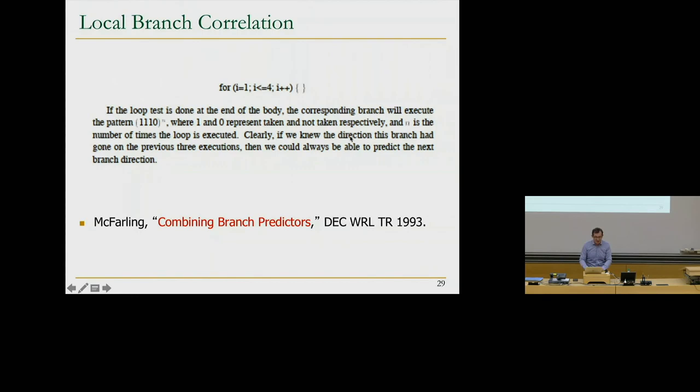Clearly, if we knew the direction this branch had gone on the previous 3 executions, then we could always be able to predict the next branch direction. Right? That's true, because it always repeats the same pattern. 1, 1, 1, 0. Taken, taken, taken, not taken. Taken, taken, taken, not taken.